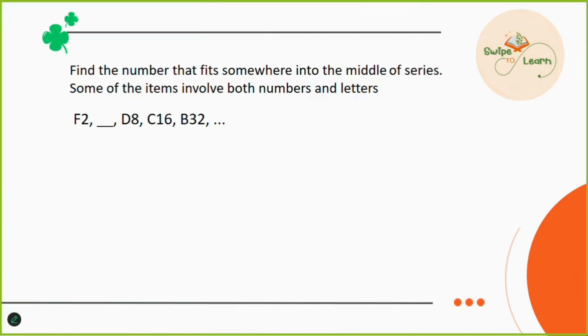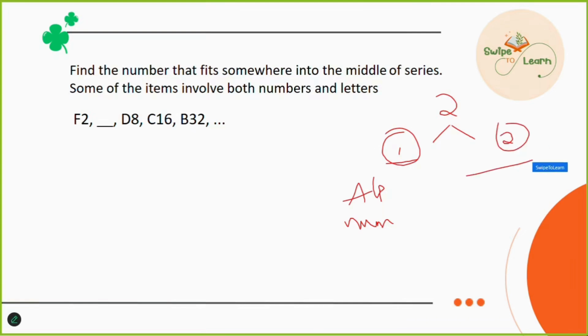Find a number that fits somewhere into the middle of the series. Some of the items involve both numbers and letters. Okay, so when a number series has both alphabets as well as numbers, then there might be 2 chances. So the very first thing is they are following their respective alphabetic numbers. In an introduction video, we have covered these alphabetic numbers as well as some tricks to easily identify them. So in this type of question, the first thing might be the respective alphabetic number.